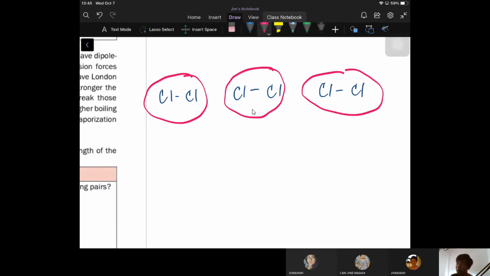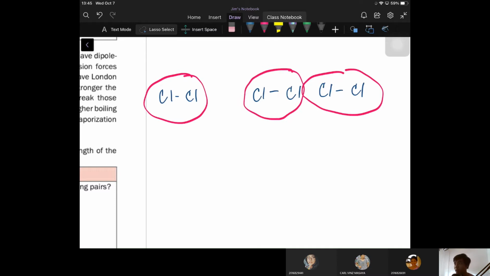So, kunwari, this molecule collides with that molecule. Kunwari, nagbungguan sila. What will happen? Ano yung meron dyan sa labas? Di ba may electrons dyan? Okay? So, itong electrons natin, at itong electrons niya, pare-parehas negative yan.